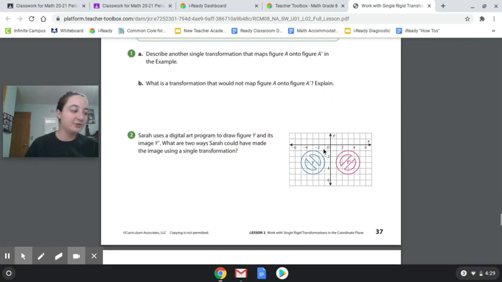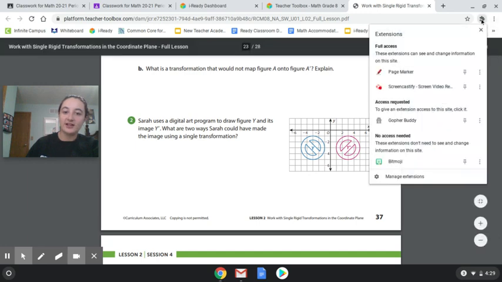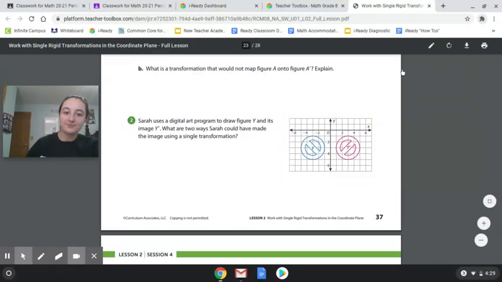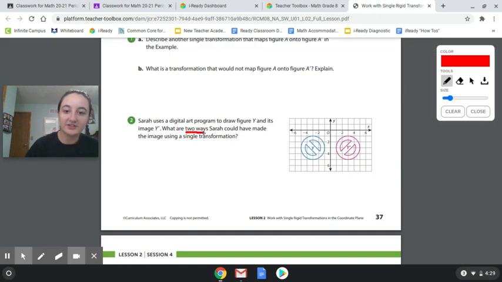For problem 2, Sarah is using a digital art program to draw figure Y and then its image, this Y prime here. So what are the 2 ways that Sarah could have made those two? So again, we're looking for 2 ways that she could have done this. So let's try a translation. So we'll pick any random point. So I'm going to use the one right here.